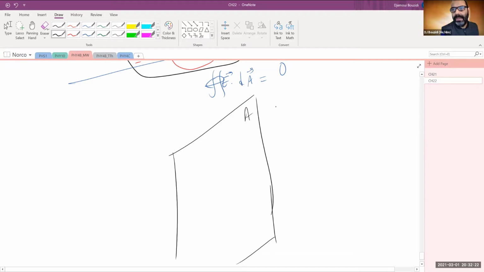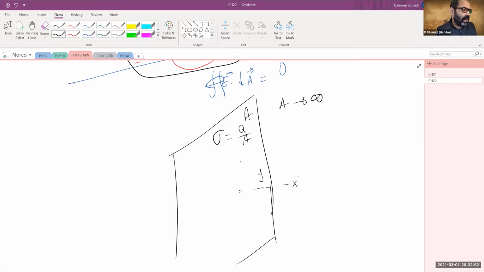Okay, big area A. A is infinite. A huge area compared to the distance where I want to find the electric field. So I'm in here at a distance y, and I want to find what the electric field needs to be. I'm going to assume that the charge density, we use the letter sigma in this case, is Q over A. So you take a charge Q and you sprinkle it over a huge plane, and you want to find the electric field produced by these charges on an infinite plane.